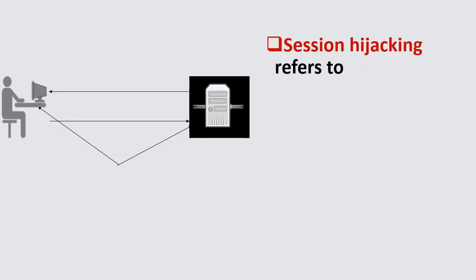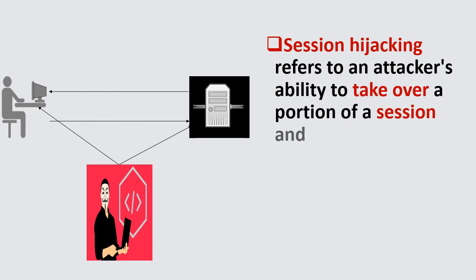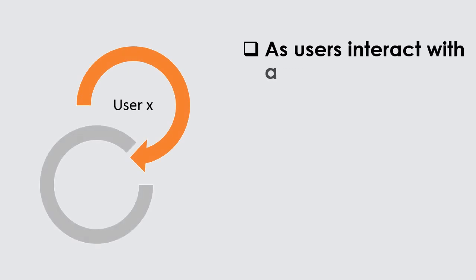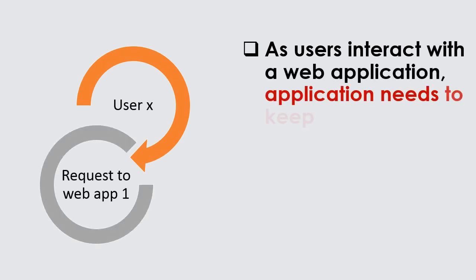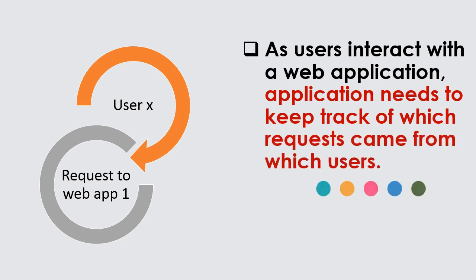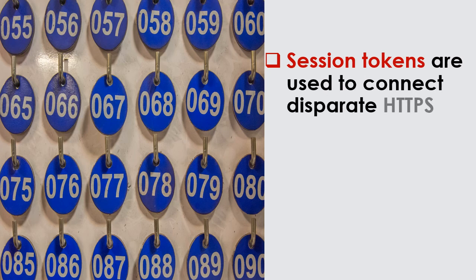Session hijacking refers to an attacker's ability to take over a portion of a session and act as one of the participants. As users interact with a web application, the application needs to keep track of which requests came from which users. Session tokens are used to connect disparate HTTP requests to a single user.